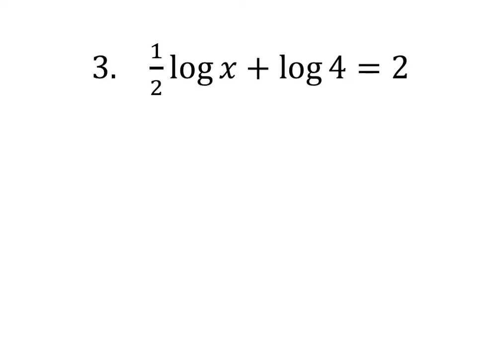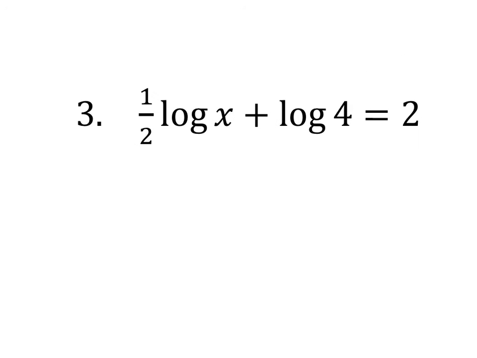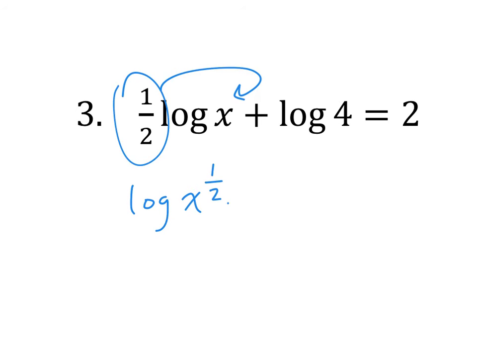Okay, yes. So I need to combine the two logs into one log, but I can't do that yet because there is a k in the front, or a constant in the front. So I have to move it. Okay, so let's log x to the 1/2 plus log 4 equals 2. And then I can combine.